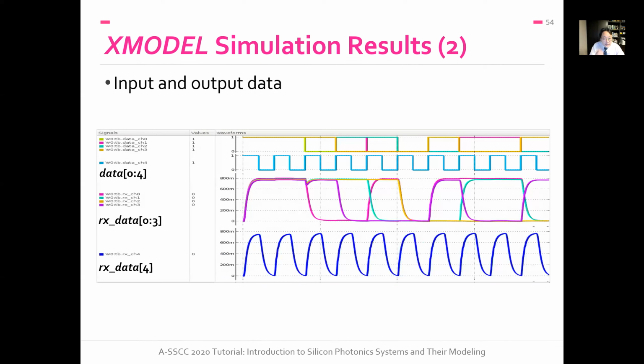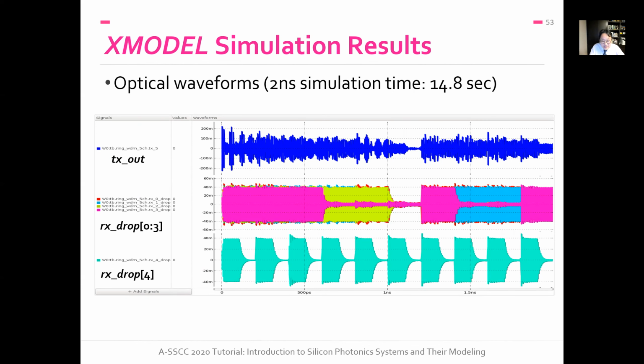If you compare the transmitted signal, like those on the top, and the received signal, if you look carefully, you can see that they're basically identical. So this 5-channel wavelength division multiplexing link is working correctly, and the simulation is done very efficiently, even with these extremely high frequency optical signals containing multiple wavelengths.